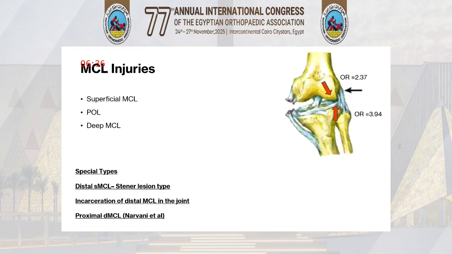MCL can be injured at the superficial MCL, posterior oblique ligament, or deep MCL. It can also lead to secondary injuries. And there are some special types of injuries, and these are distal superficial MCL, incarceration of distal MCL in the joint, and proximal deep MCL.